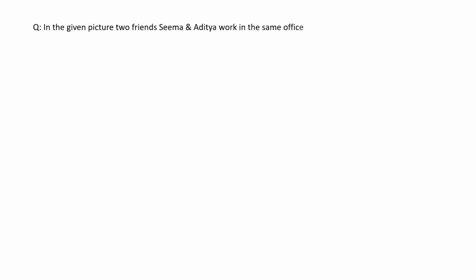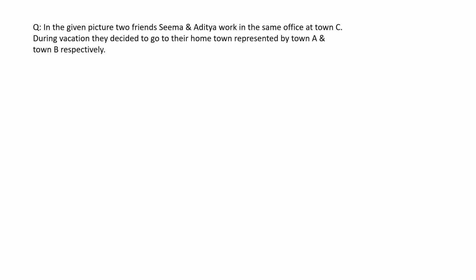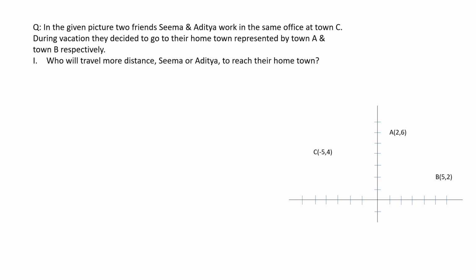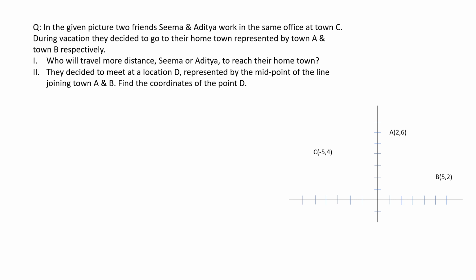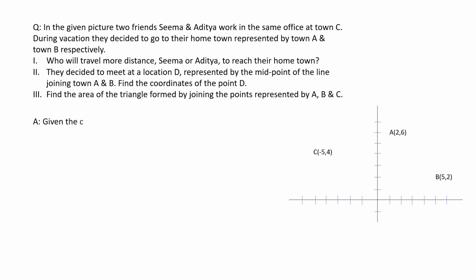In the given picture, two friends, Seema and Aditya, work in the same office at town C. During vacation, they decided to go to their hometown, represented by town A and town B respectively. So here is the picture. Now, the first question is, who will travel more distance, Seema or Aditya, to reach their hometown? The second one, they decided to meet at a location represented by the midpoint of the line joining town A and B. Find the coordinates of the point D. And the third one, find the area of the triangle formed by joining the points represented by A, B, and C. So given the coordinates of the points A(2, 6), B(5, 2), and C(minus 5, 4).